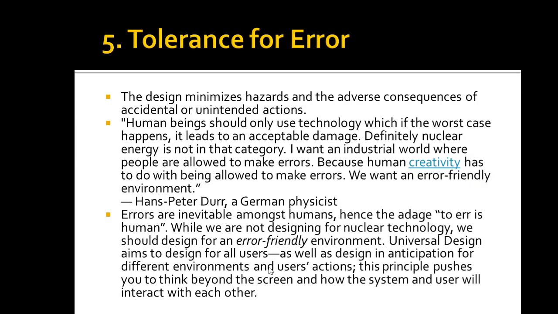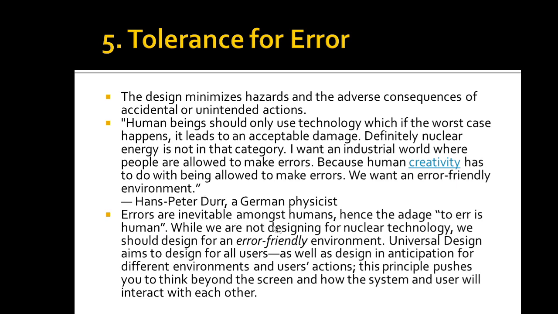So let's go for number 5, tolerance for error. When you say tolerance for error, the design minimizes hazards and adverse consequences of accidental or unintended actions. According to Hans-Peter Dürr, a German physicist, human beings should only use technology which, if the worst case happens, does not lead to unacceptable damage. Definitely, nuclear energy is not in that category. That's the reason why there is still less use of nuclear energy. I want an industrial world where people are allowed to make errors, because human creativity has to do with being allowed to make errors. We want an error-friendly environment.